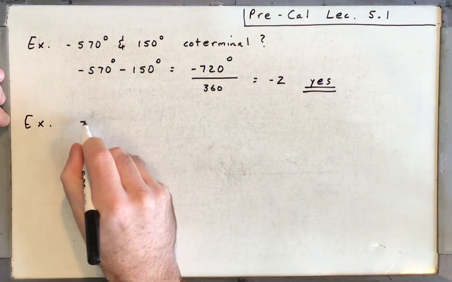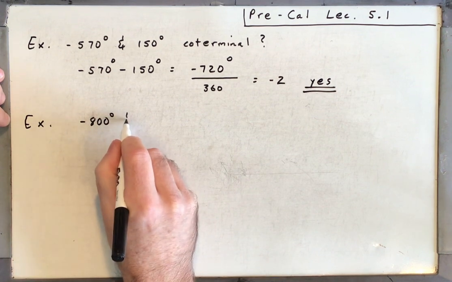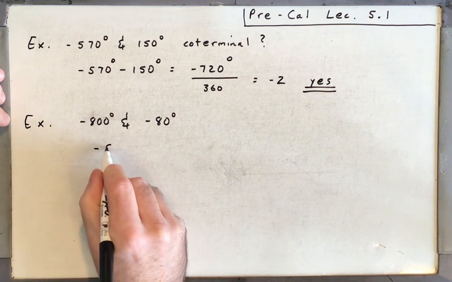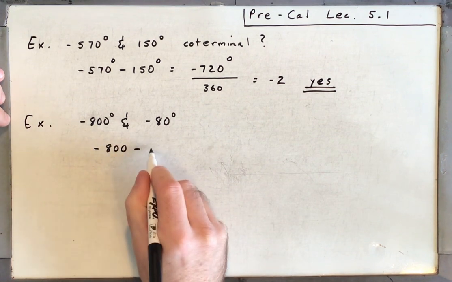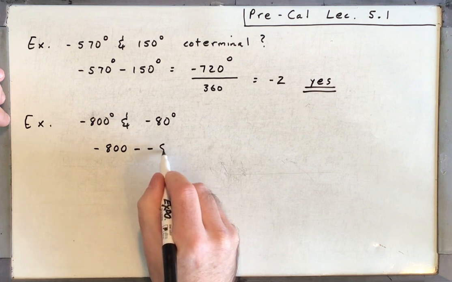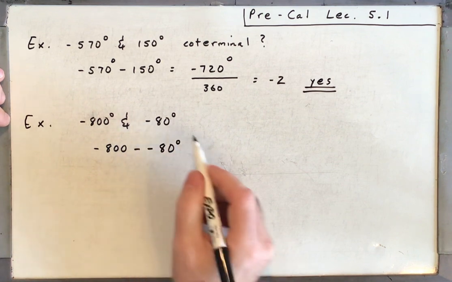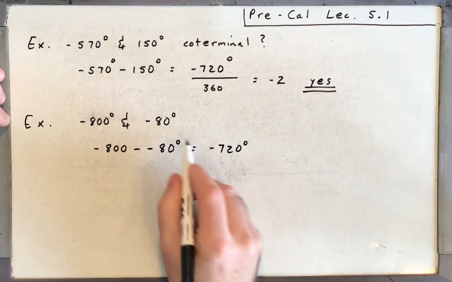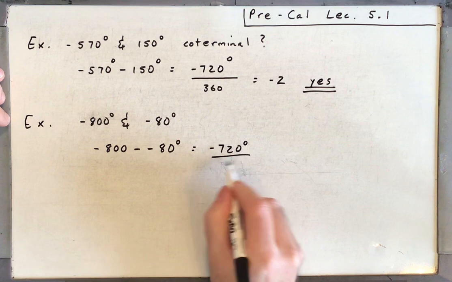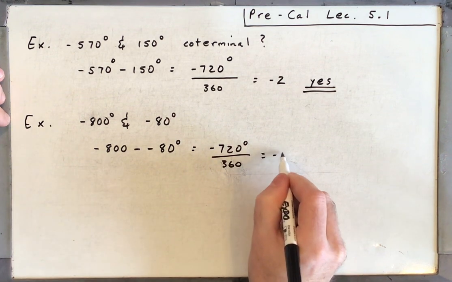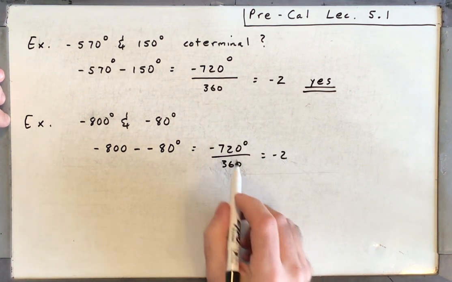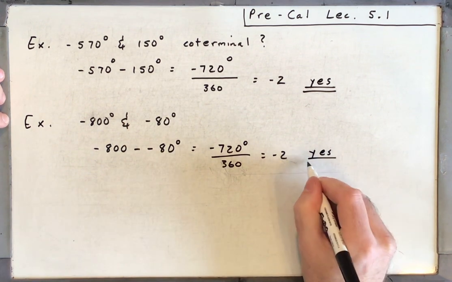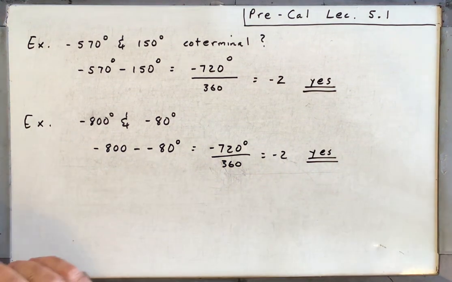All right, the next example, negative 800 and negative 80. Are they coterminal? We'll take the first one, negative 800, subtract out the second angle, so minus negative 80. Well, that's going to give you negative 720. They would also then land in the same spot. If we divide by 360, we get an integer number. That's not always going to be negative 2, okay? Just happened that it did. But we got an integer number there. So they are indeed coterminal.